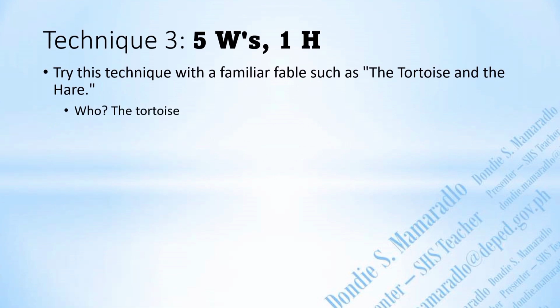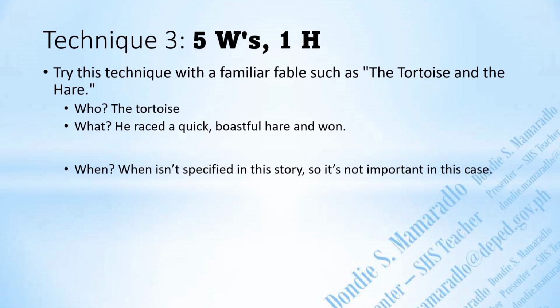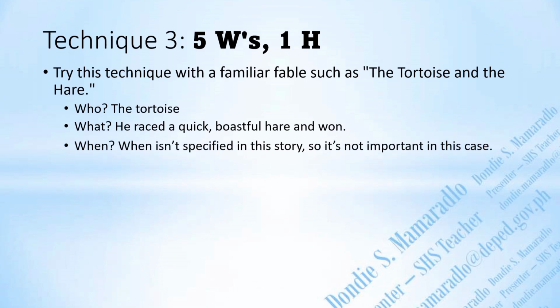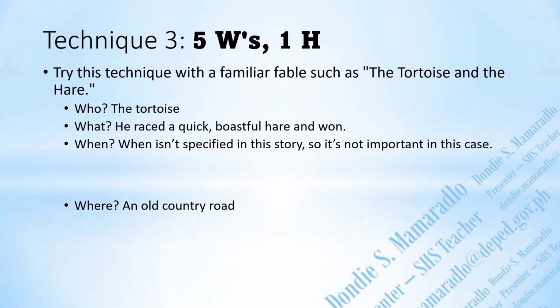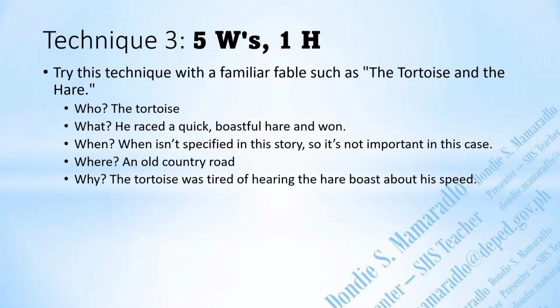Who? The tortoise. What? He raced a quick, boastful hare and won. When? When isn't specified in this story, so it's not important in this case. Where? An old country road. Why? The tortoise was tired of hearing the hare boast about his speed. How? The tortoise kept up his slow but steady pace.